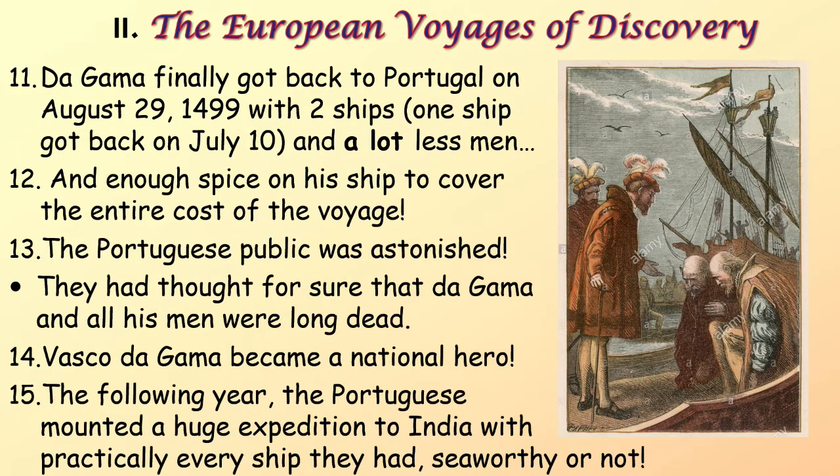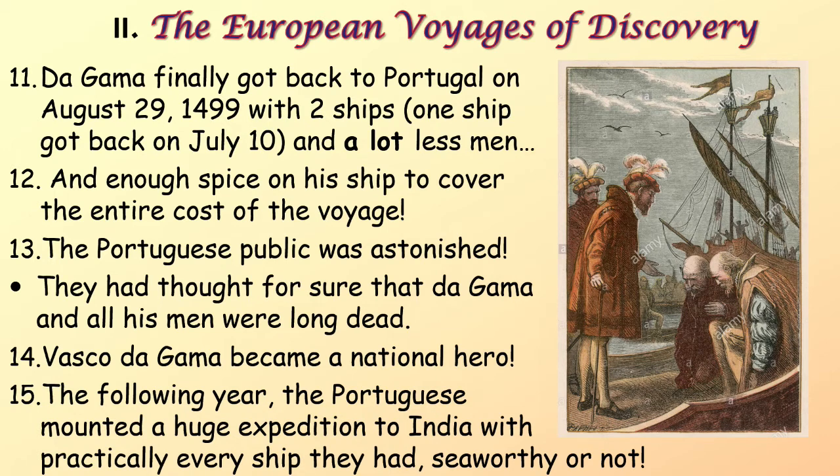Da Gama finally got back to Portugal on August 29th, 1499, with 2 ships. One ship got back on July 10th. He returned with a lot fewer men than his original 170. But he had enough spice on his ship to cover the entire cost of the voyage. The Portuguese public was astonished. They thought for sure that da Gama and all his men were long dead. And so Vasco da Gama became a national hero.